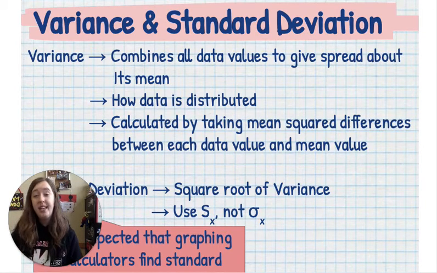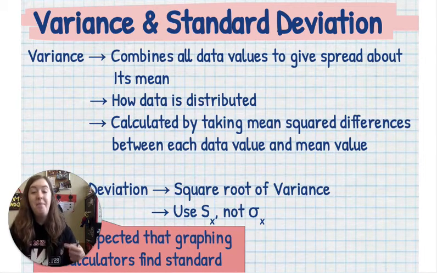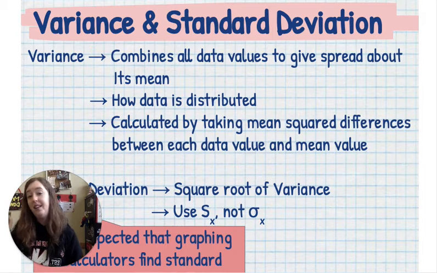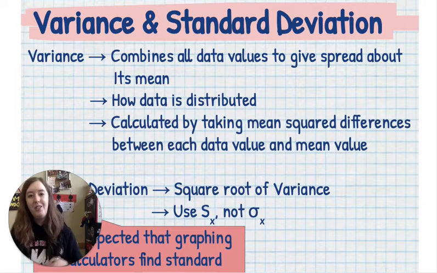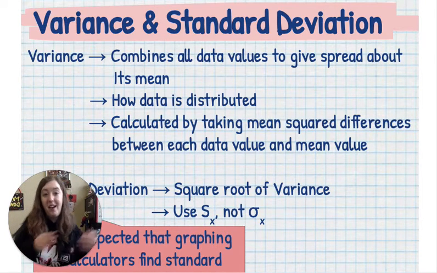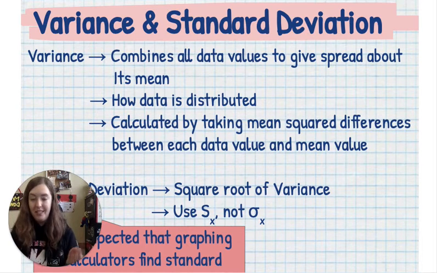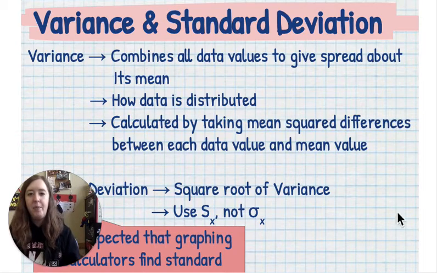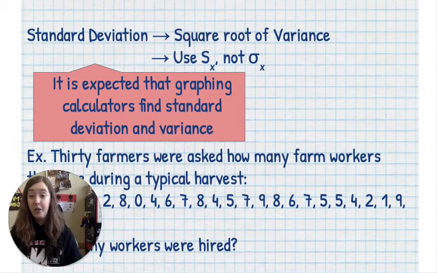So variance talks about how data is distributed, and it's found by taking the mean of all of the squared differences between the data value and the mean value. The reason that we square it is because we might be up by 3 on one and down by 3 on another, and then those cancel out to be 0. We square them so that when we add them together we can see that a little bit better. Okay. Standard deviation is what we tend to use and what you probably hear about the most. It is the square root of variance.